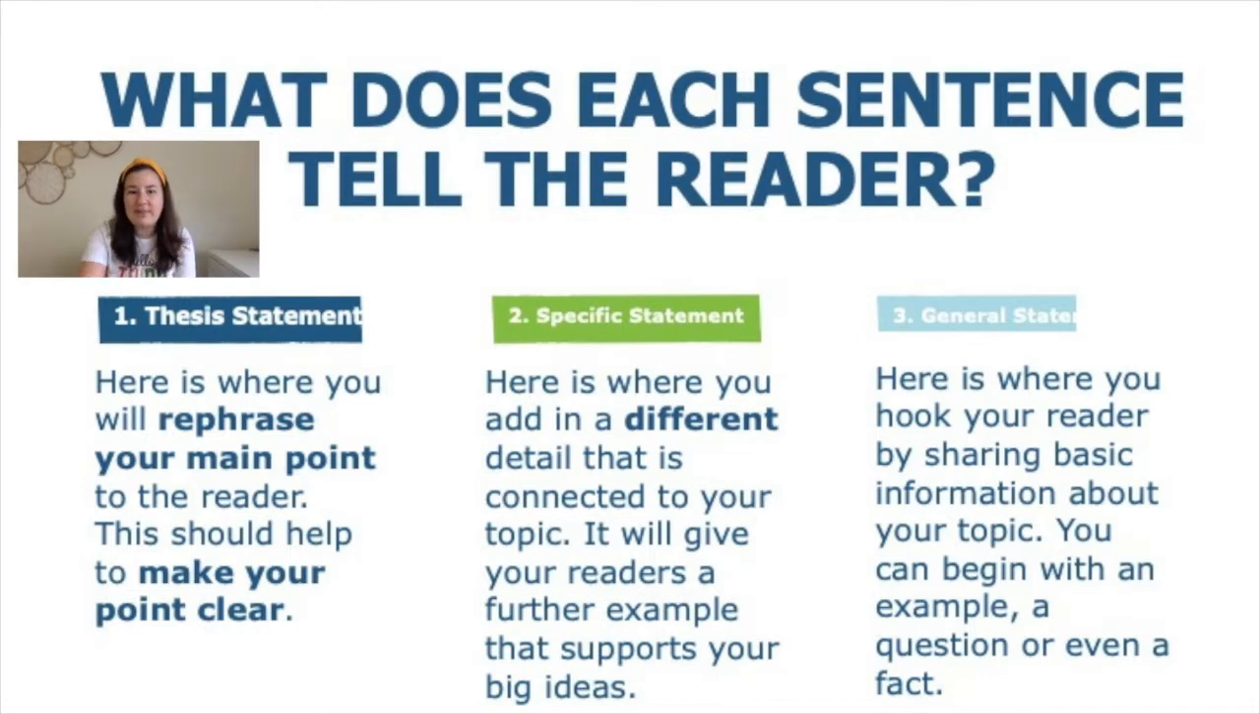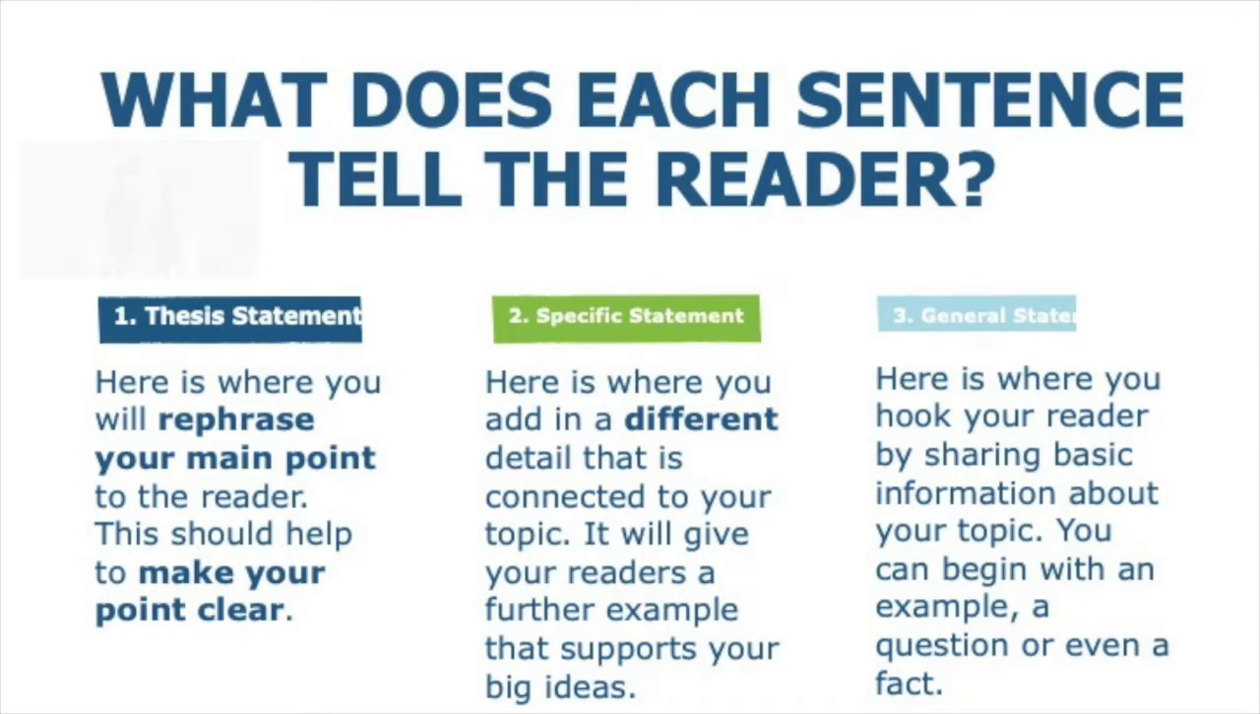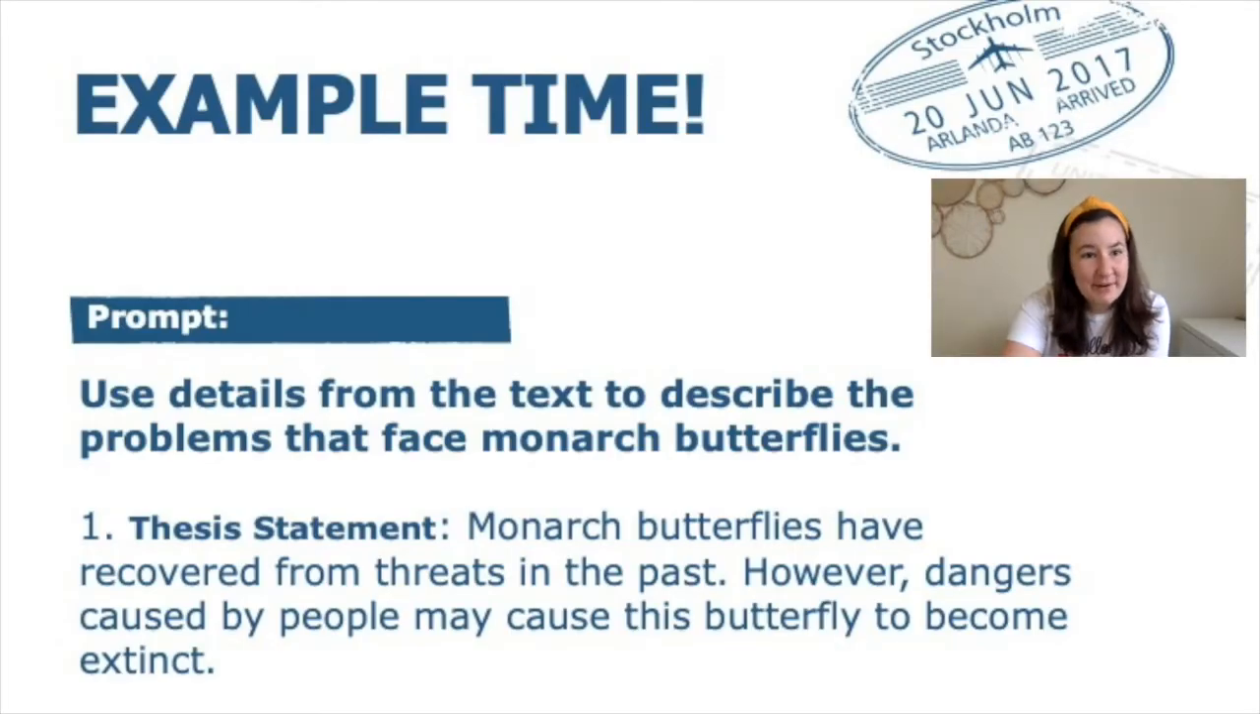Now that we know what these 3 sentences are for a conclusion, let's take a look and practice together. Look at an example together before we try it on our own. So we're thinking about the same prompt we thought about last week, which is using details from the text to describe the problems that monarch butterflies face.